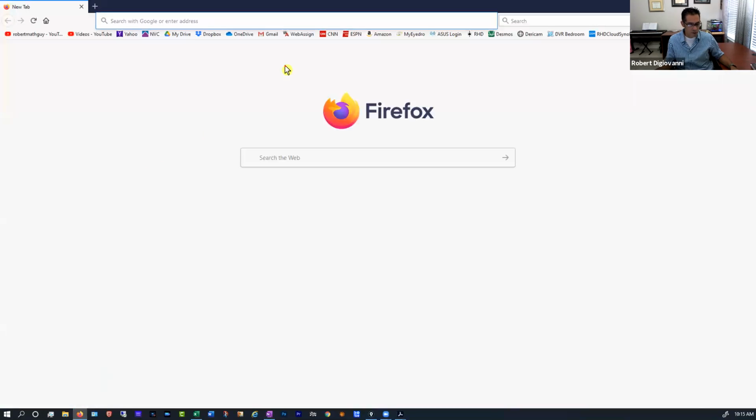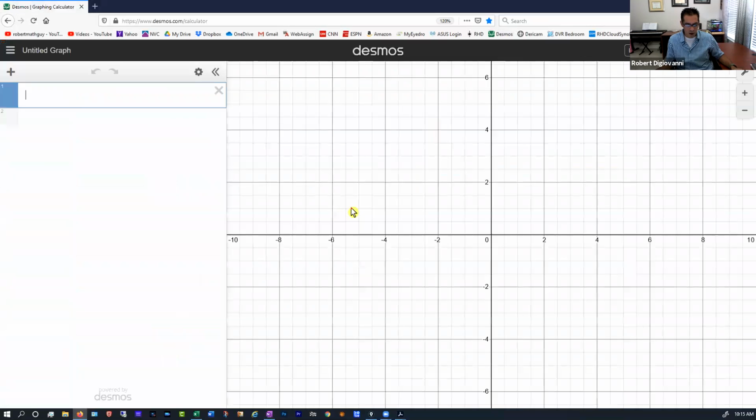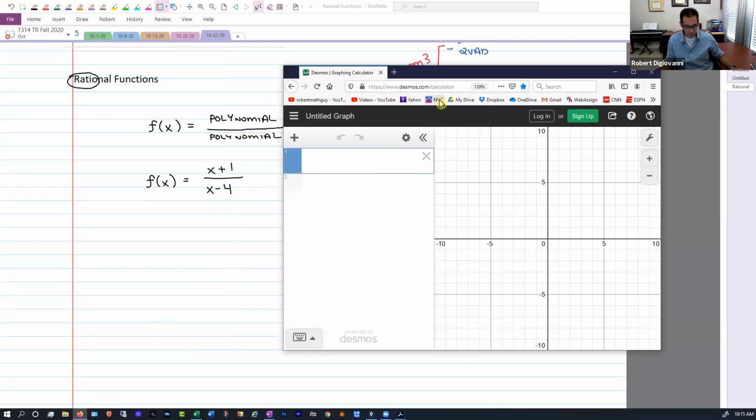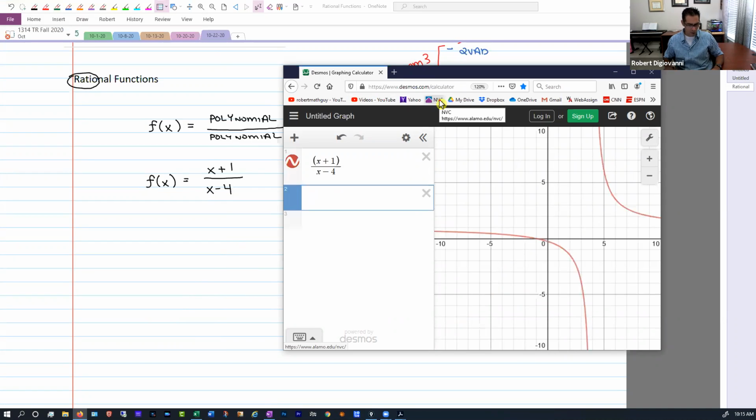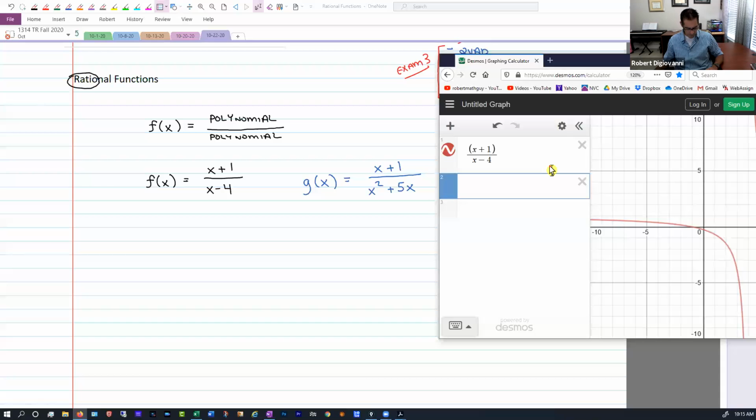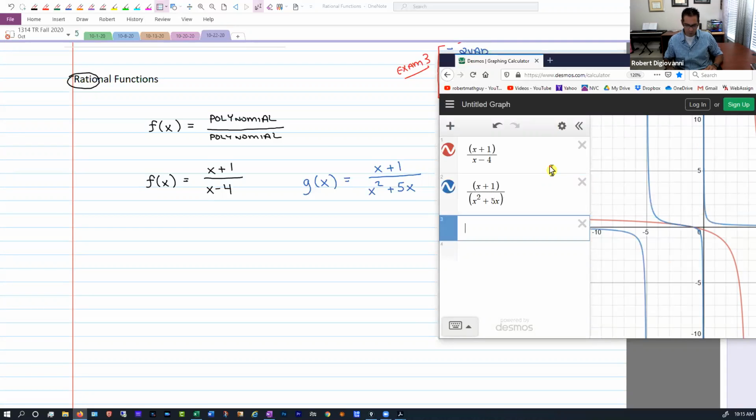So let's get to this graphing software. I'm going to type in that first one. I've already forgotten what it was. X plus 1, oops, I need that in parentheses, divided by x minus 4. Let me just write them all down first, and then we'll go look at them. X plus 1 divided by x squared plus 5x. And then the last one was that same thing, but flipped over. X squared plus 5x divided by x plus 1.